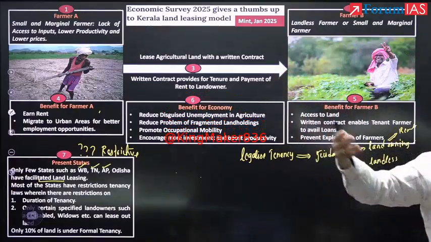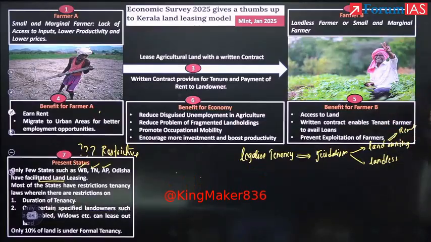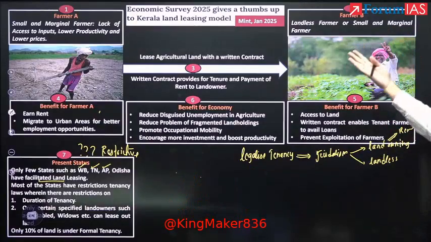Anything else? He has a good point. He says probably the rent, once you lease in the agriculture land, what you earn could be more than what you pay. Good.